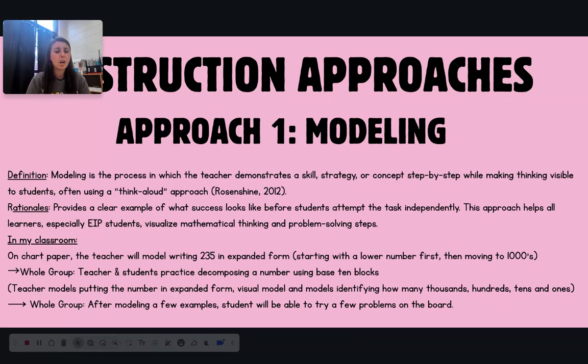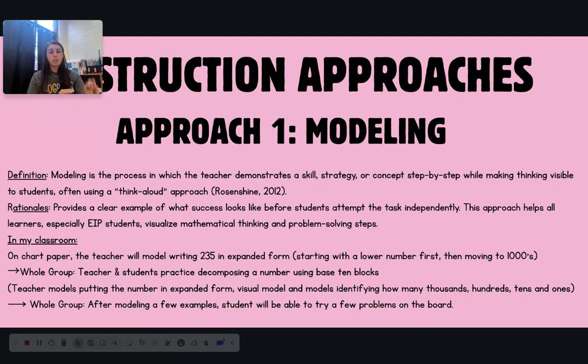So in my classroom, on chart paper, the teacher is going to model writing the number 235 in expanded form. Now, I'm going to start with a lower number first with hundreds, tens, and ones, just because I am teaching an EIP classroom. So I want to, like I said, review that skill that they learned in second grade, and then we will build on that based on the mastery of the second grade skill. So I'm just going to start off with 235. I'm going to break that down on anchor chart paper.